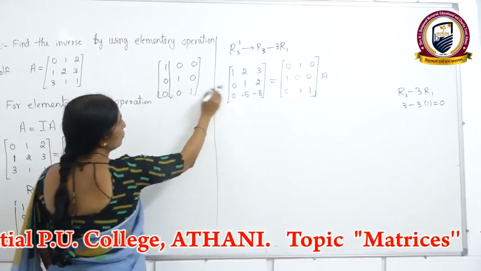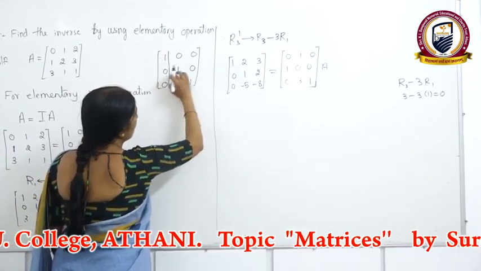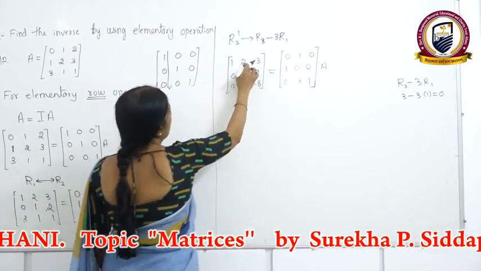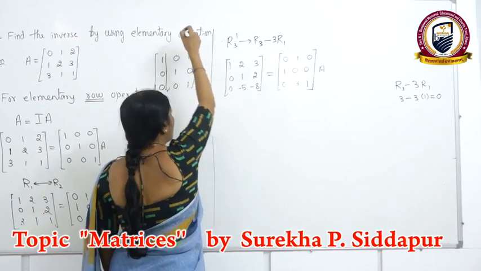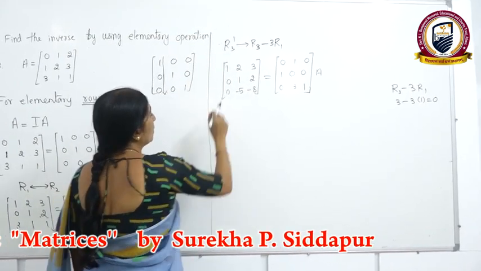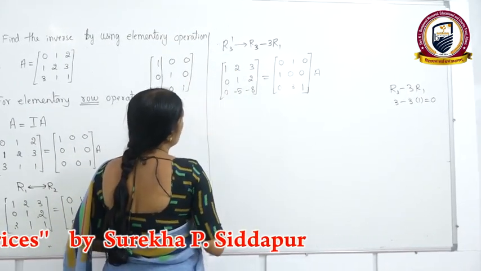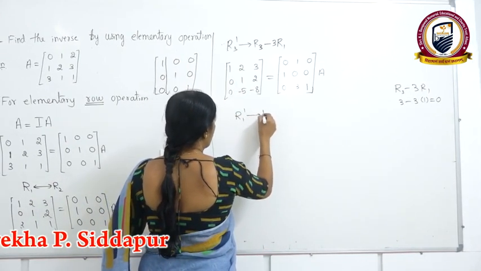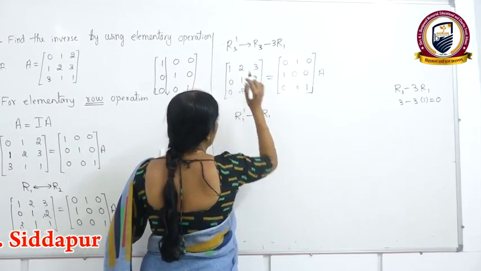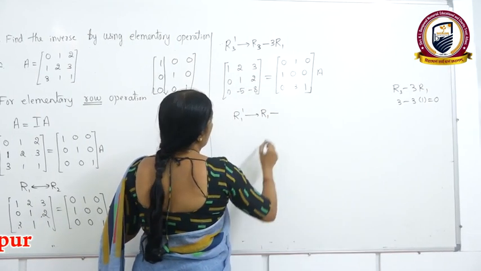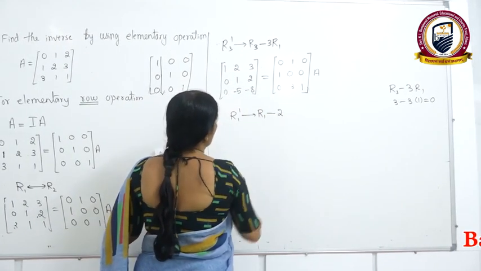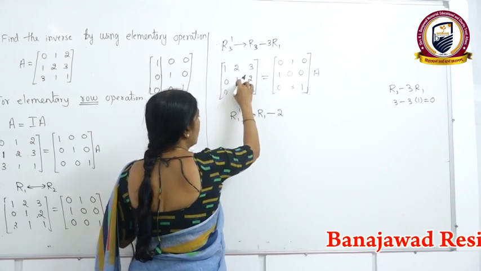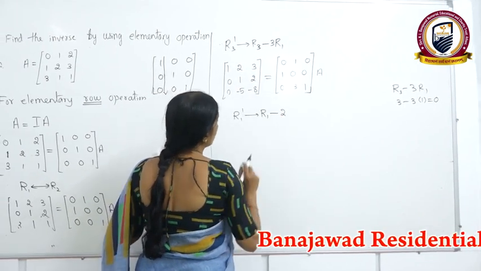Again compare these two. We got 1, yes. We got 0, yes. We got 0, yes. Now try to make this element 0. Again from top to bottom. 2 is present in which row? First row. Write that. R1 dash is R1. 2 has a plus sign. Write it minus. And we have to multiply with 2. See here, if you multiply with minus 5, it changes. If you multiply with 1, 2 minus 2 will be 0.